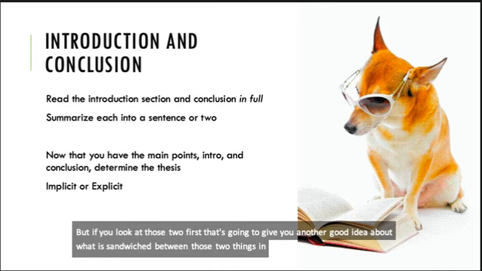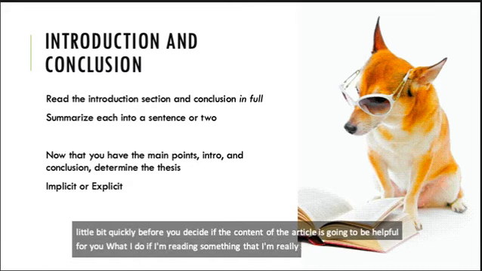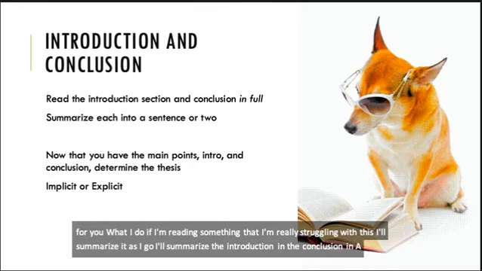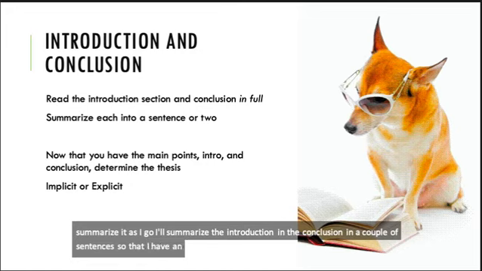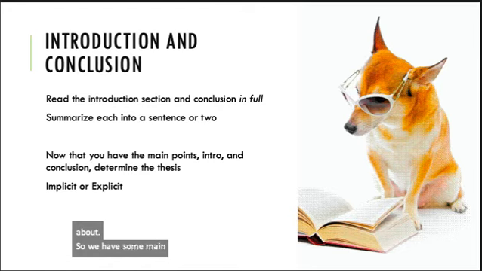You can read those a little bit quickly before you decide if the content of the article is going to be helpful for you. What I do, if I'm reading something that I'm really struggling with, is I'll summarize it as I go. I'll summarize the introduction and the conclusion in a couple of sentences so that I have an idea to remind myself what this article is going to be about. So we have some main points from the abstract, right? You have the intro, the conclusion.